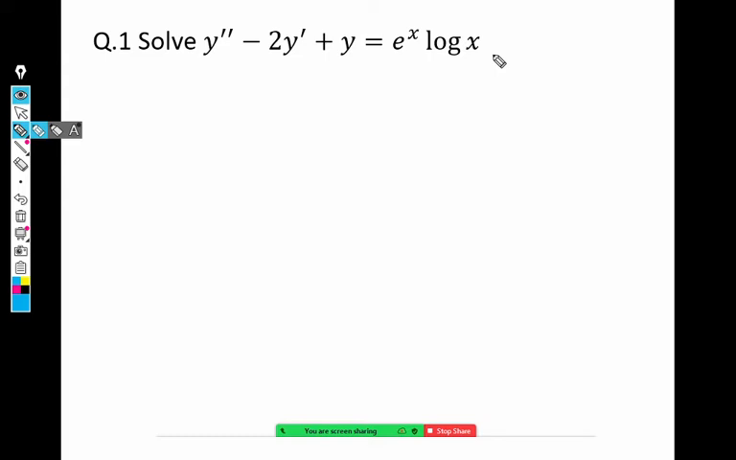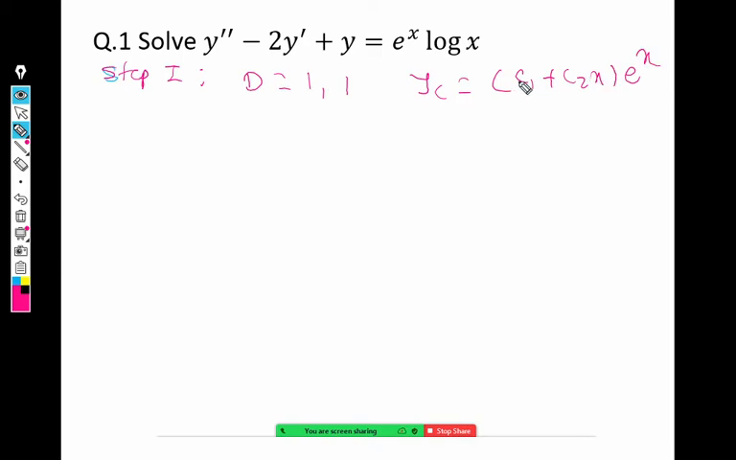So in the solution, step number 1, I want yc here. The roots are 1, 1. It is a perfect square, very good. As the roots are 1, 1, we can say yc will be (c1 plus c2 x) e raised to x. Someone can write it in reverse also, c1 x plus c2. Both are correct. Now write yc like this, don't write e raised to x separately. I will take it like this: c1 e raised to x plus c2 x e raised to x.